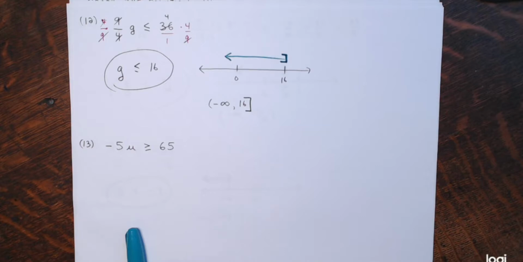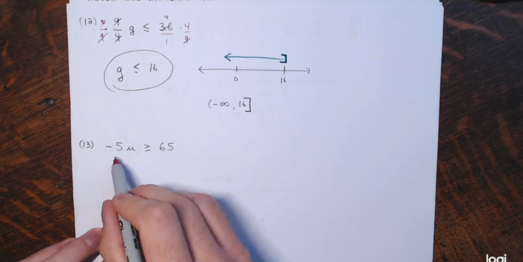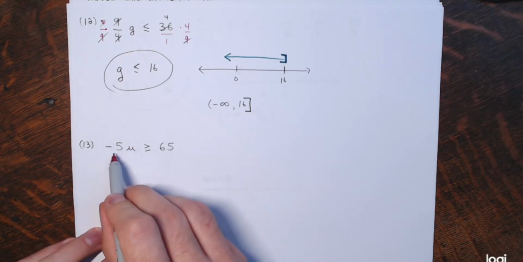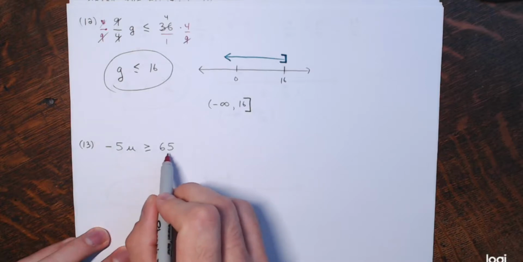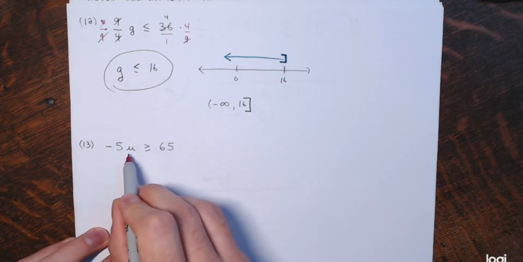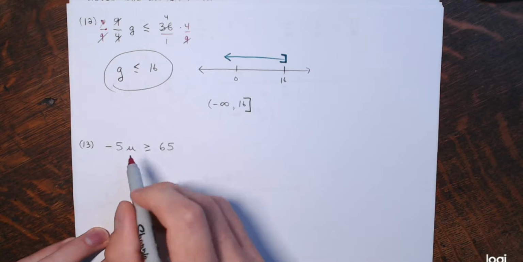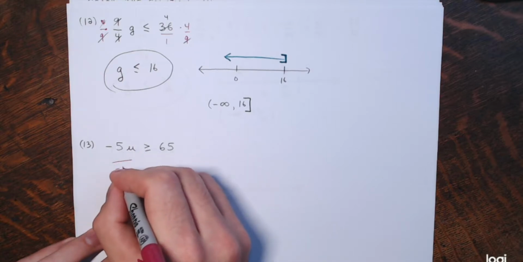Alright, so now we're getting into finally some problems where the symbol could flip. The symbol will flip. So for this one here, I have -5 times u is greater than or equal to 65. I want u alone, so I divide by -5, and I do that to both sides.